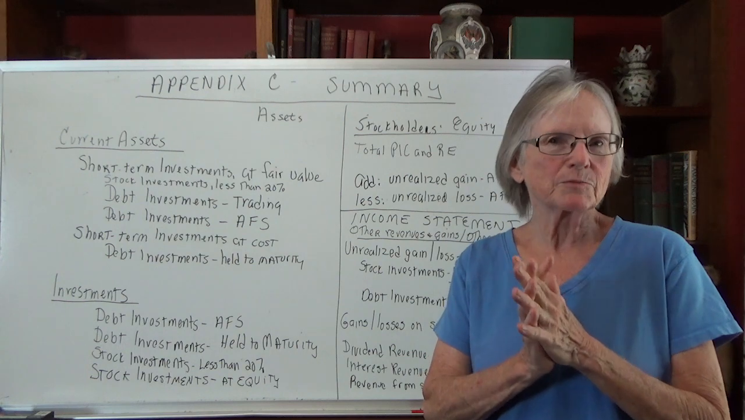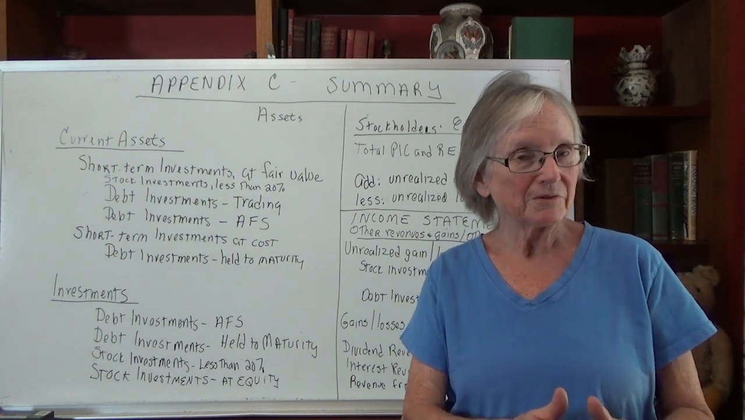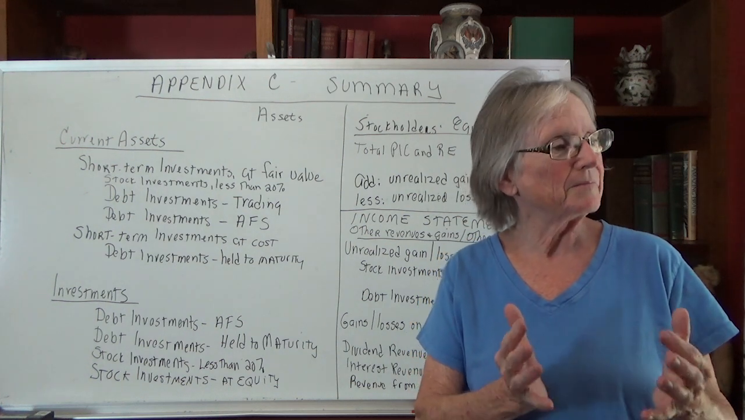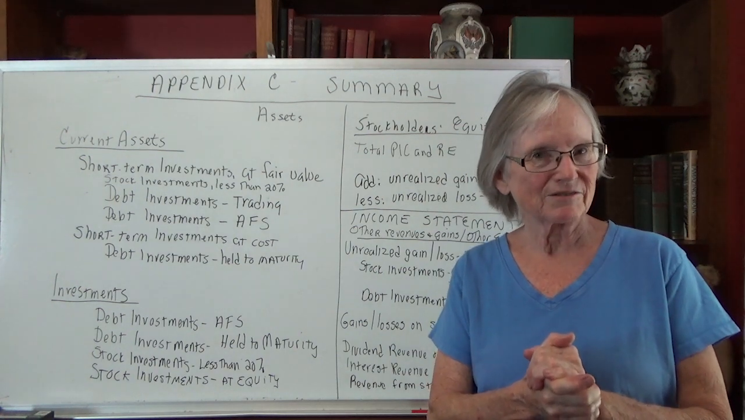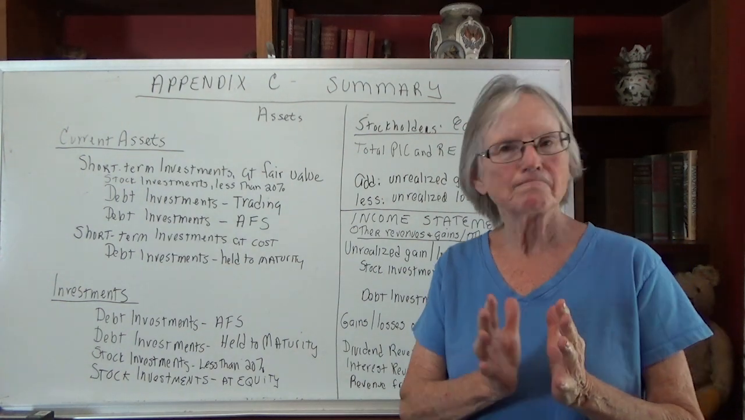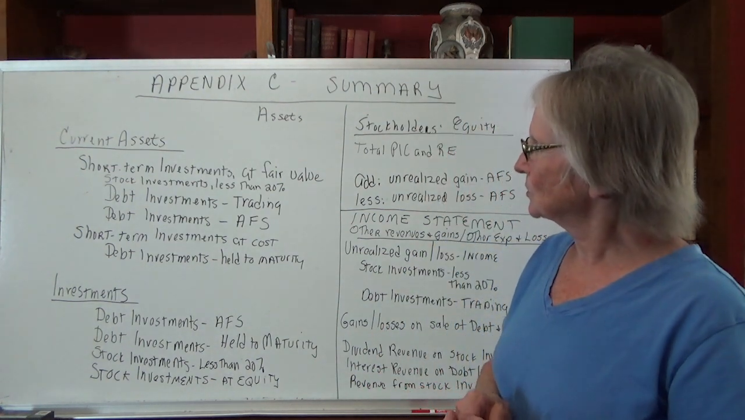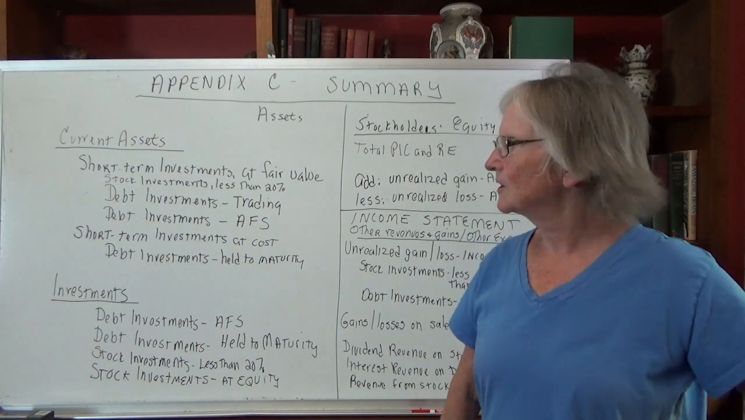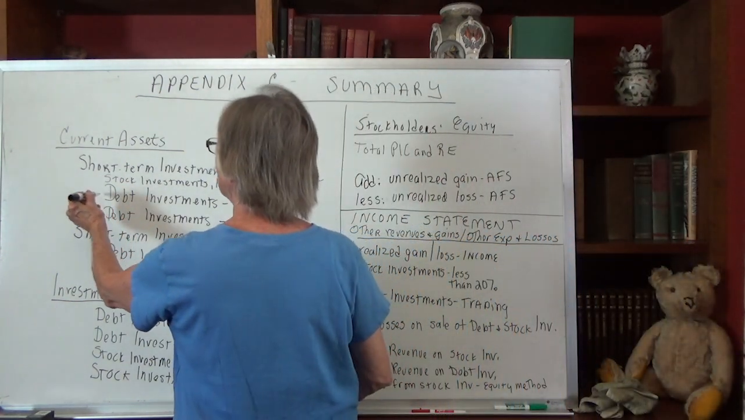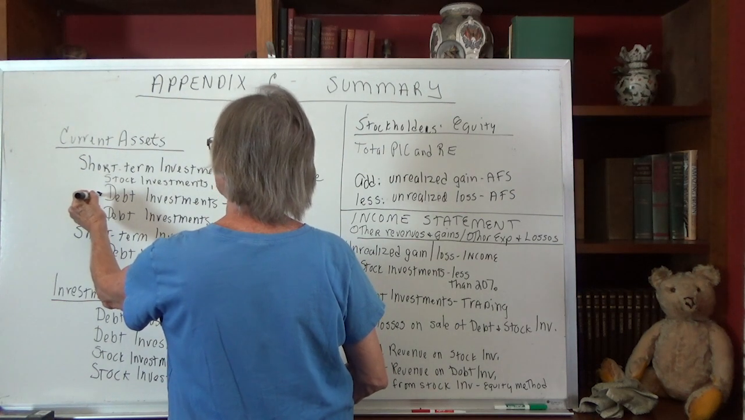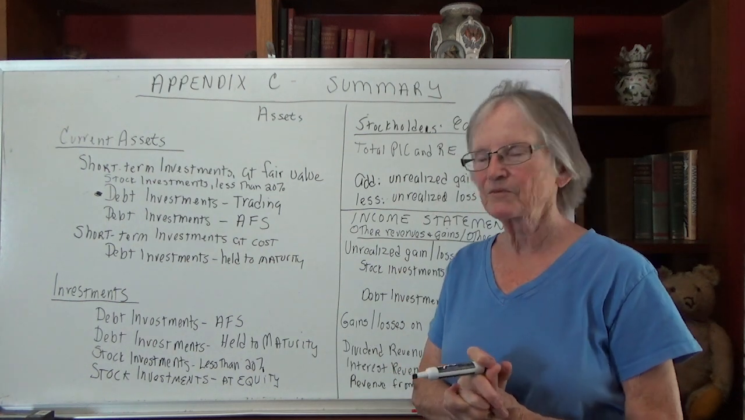So we've got debt investments trading. They're going to be valued at fair value on the balance sheet. They're going to always be a current asset because they're going to be sold within the near term. So when we're looking at our current assets, one item that we will have there for sure is going to be debt investments trading, because by definition they're current assets, they got to be there.